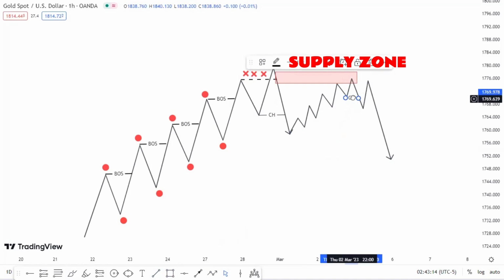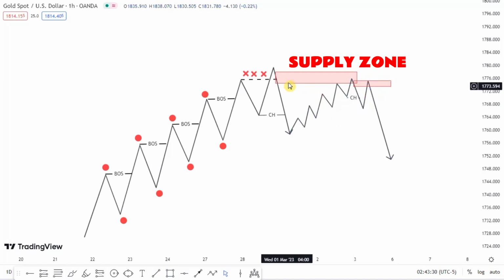Now what happens is you have to wait for a confirmation, which is a change in character, and then you sell from the minor supply zone. Let me just mark it out so that you see that minor supply zone there. At that point in time, you're going to be looking for selling opportunities. Because you already have the major supply zone, you can sell within that area.